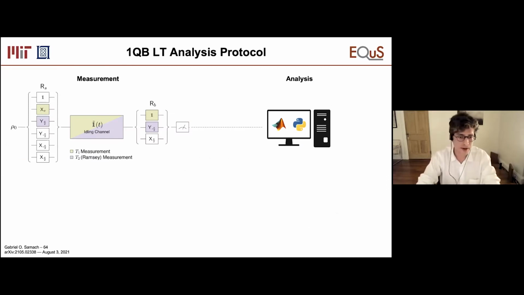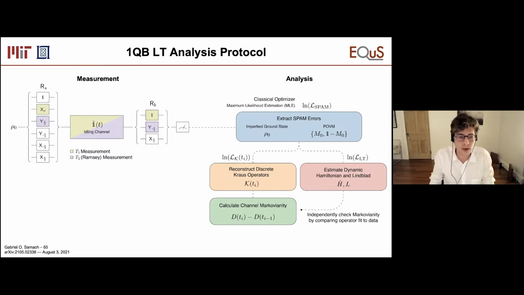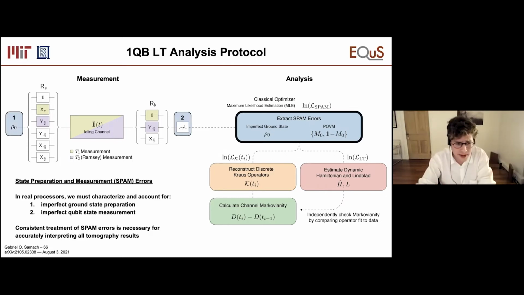Okay, so we collect all our measurement outcomes and then we pass it to a classical optimizer for analysis. What's actually going on inside this cartoon computer I've drawn? There are a number of different things we need to do in order to accurately interpret the results of our measurements. I'm going to walk through them step by step. The first is going to be to extract and characterize our state preparation and measurement errors. These are so-called SPAM errors. This corresponds to the fact that in real processors, we need to characterize and account for imperfect ground state preparation, so what's going on at the very far left of the circuit, and imperfect qubit state measurement, so here on the very far right. And consistent treatment of SPAM errors is necessary for interpreting the results of really all tomography, so state tomography, process tomography, and indeed Lindblad tomography as well.